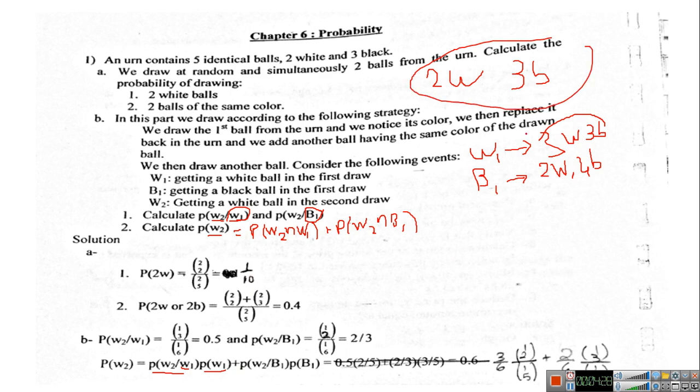So it's 1 out of 2 over 1 out of 5, plus W2 knowing B1, which we have calculated as 0.4, 2 over 6, which is, oh sorry, 2 over 3. W2 knowing W1, you can check if I have something wrong, so this must be 1 over 3, I think. You can check it in the calculator. Times P of B1, to get a black in the first draw is 1 out of 3 over 1 out of 5, and you can get it.